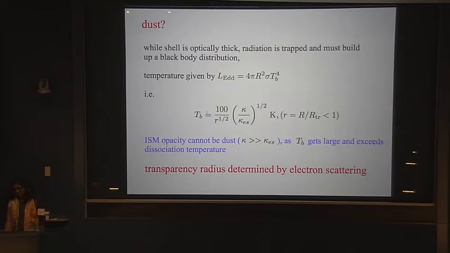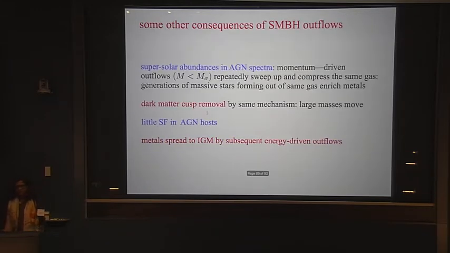Then one can look a little bit into what determines the transparency radius in terms of the actual physical process, like how does the opacity change? How do you become optically thin? There are some interesting correspondences we can make between observations and this model that I think make this feedback model viable.